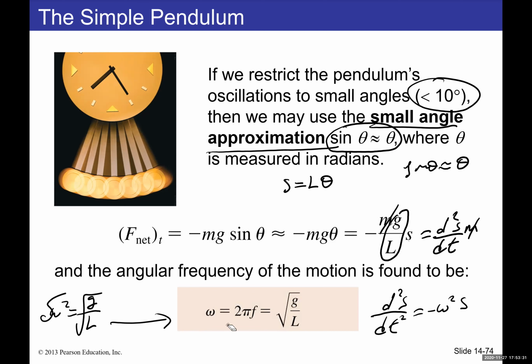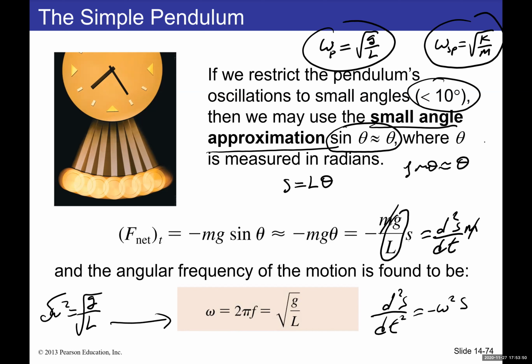Omega equals 2 pi f equals square root of g over L. That means angular frequency is equal to the square root of g over L for the pendulum. And remember, for the spring, it was equal to the square root of k over m. That means this is for the spring, and this is for the pendulum. And you have different things that the angular frequency depends on. So in this particular case, the angular frequency is in terms of the square root of g, which is the acceleration due to gravity, always just 9.8, divided by the length of the string.